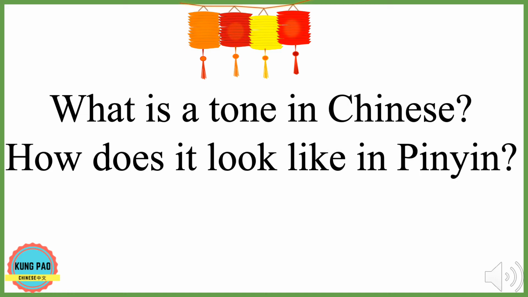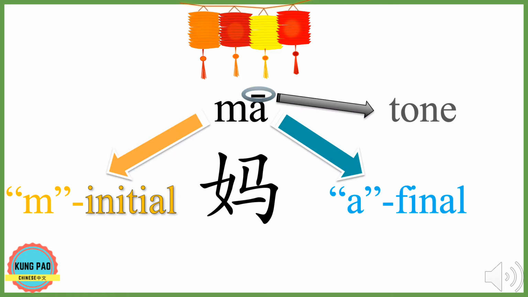Have you ever wondered what is a tone in Chinese? And how does it look like in Pinyin? Pinyin consists of 3 parts. The first part is an initial. The second part is a final. And the third part is the tone.